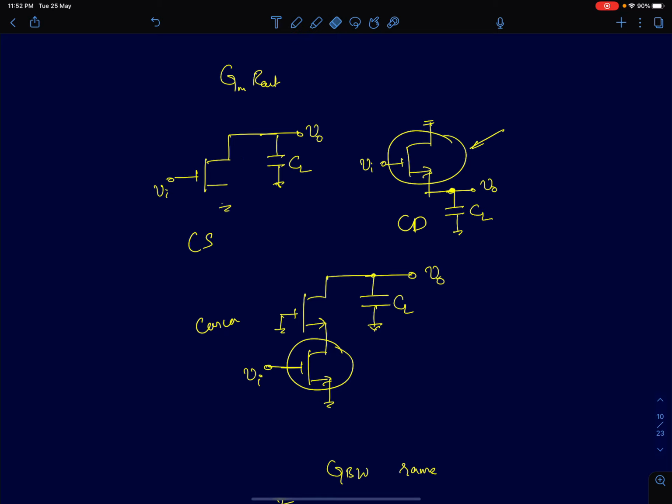But if you see, the output resistance is different for all the three stages. In the first case, it is R0. In the second case, it's approximately 1 by gm. In the third case, it's going to be gm R0 squared.